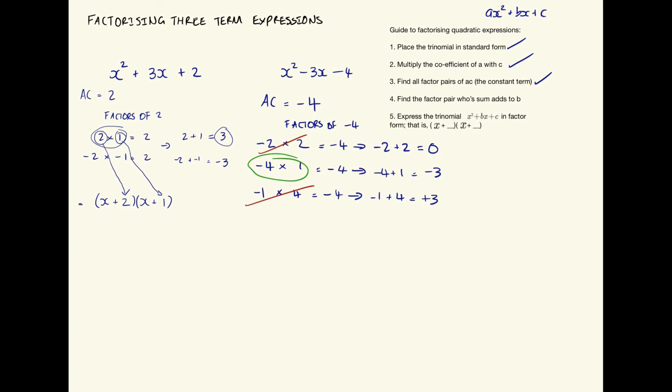And now we have it. We have our two solutions. It's negative 4 and positive 1. So writing this in factorized form, you're going to write it like this. x, take 4, multiplied by x plus 1.